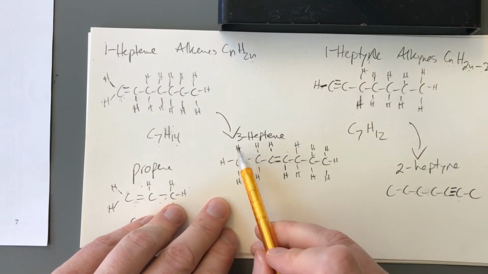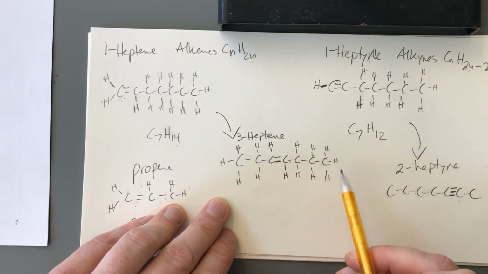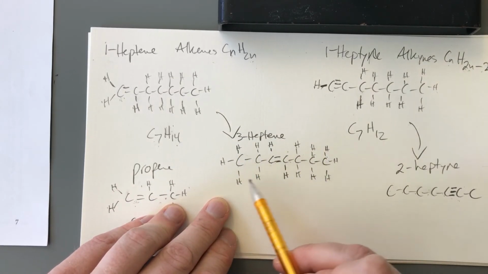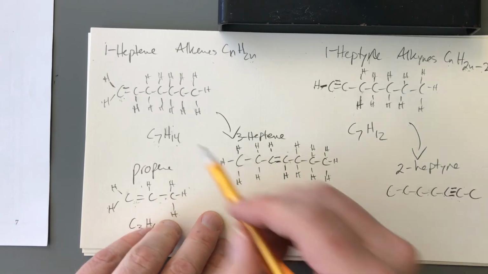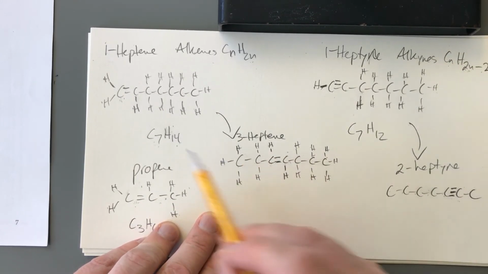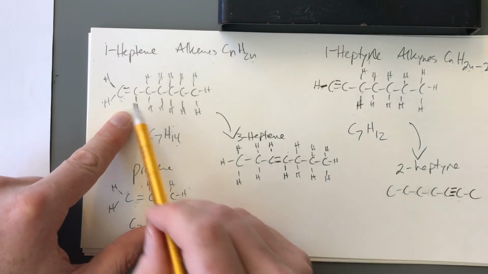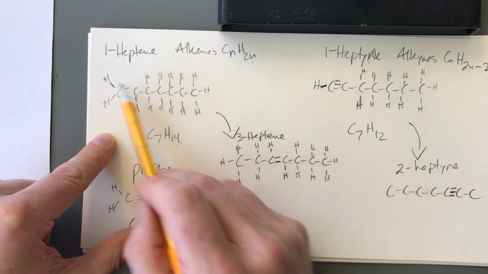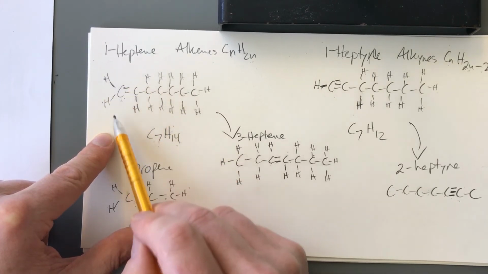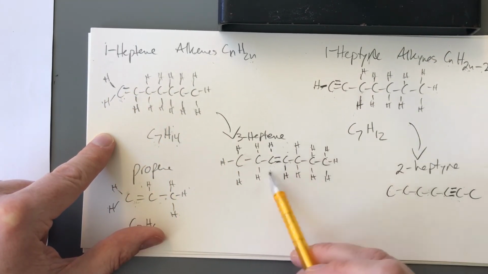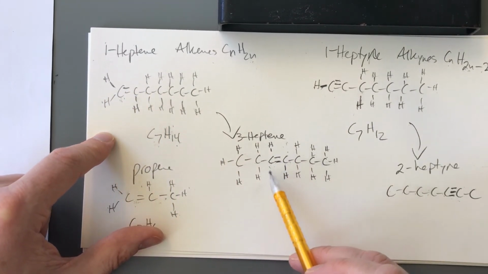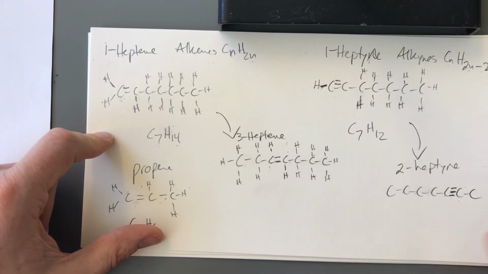Now if we count them all, 1, 2, 3, 4, 5, 6, 7, 8, 9, 10, 11, 12, 13, and 14. So again, we have the same formula, C7H14. So the formula is fine, but notice the difference in structure. Here we have a big open area, or more of a gap at the end. Here we have gaps in the middle. So there's going to be a different structure, and therefore they're going to have different properties and different functions.